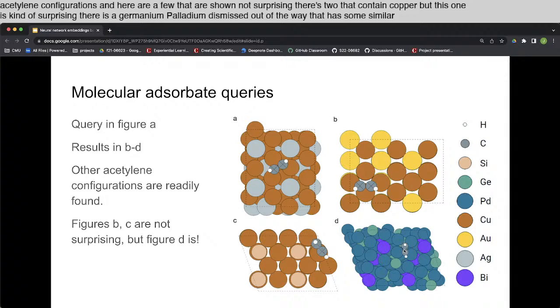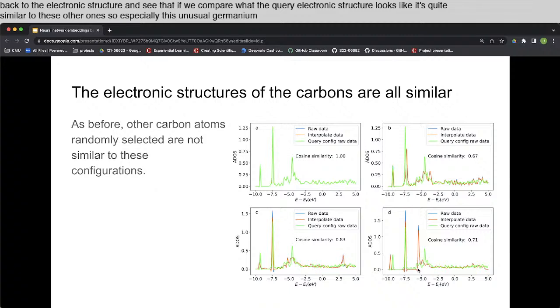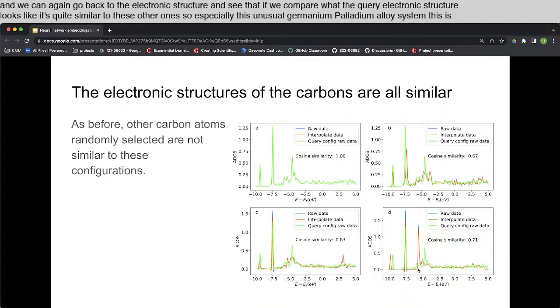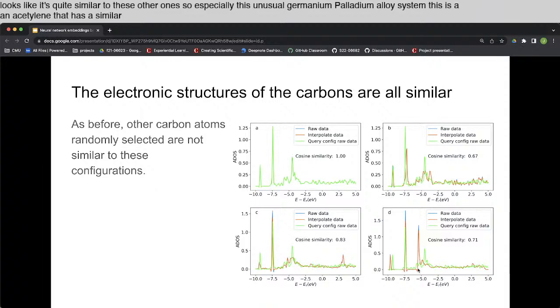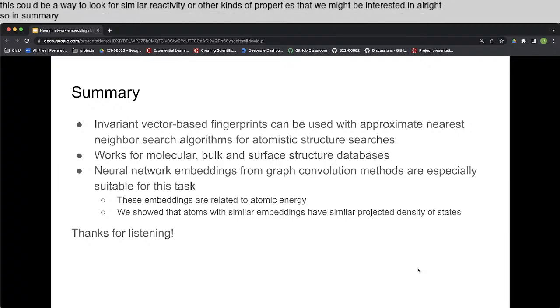And we can again go back to the electronic structure and see that if we compare what the query electronic structure looks like, it's quite similar to these other ones. So especially this unusual germanium palladium alloy system, this is an acetylene that has a similar electronic structure and probably similar energetic properties as the other ones. And so this could be a way to look for similar reactivity or other kinds of properties that we might be interested in.